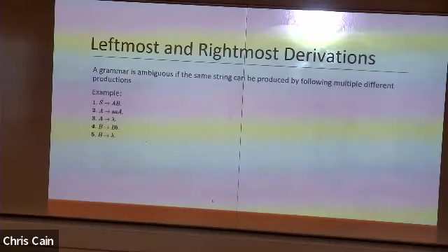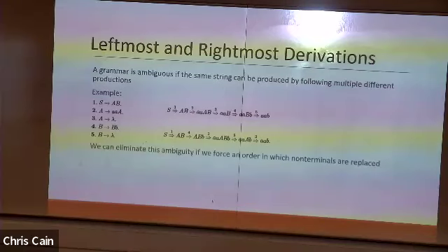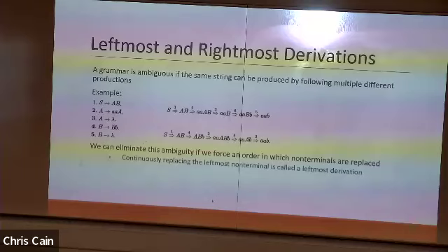So here's an example grammar. And we had a couple different ways to produce AAB. We saw this on Thursday, I think. And because of this, we want to be able to determine there is a correct way and an incorrect way to derive AAB. It doesn't matter which one of those ways is correct and which one is incorrect. We want to force a particular order. So if we continuously replace the leftmost non-terminal, then we're doing what is called a leftmost derivation.